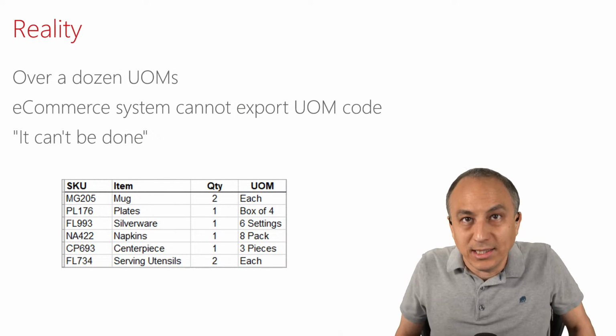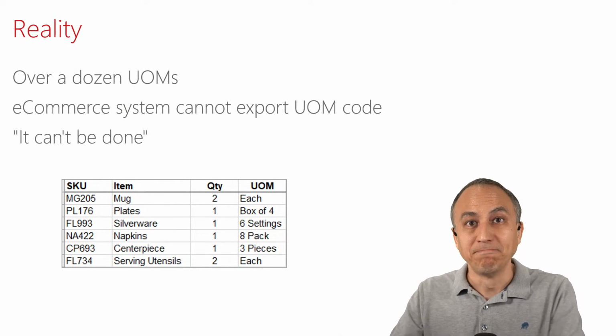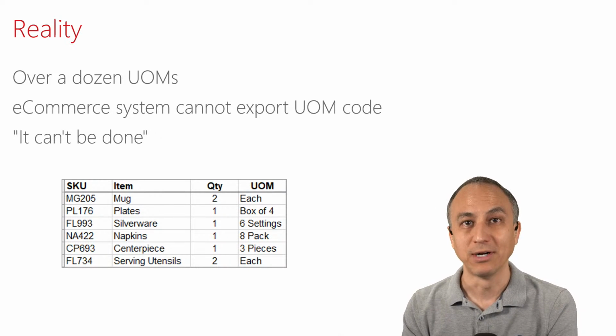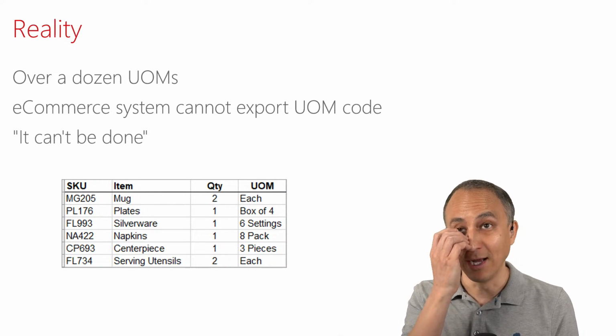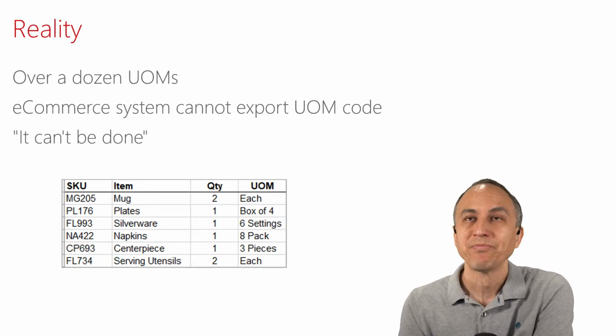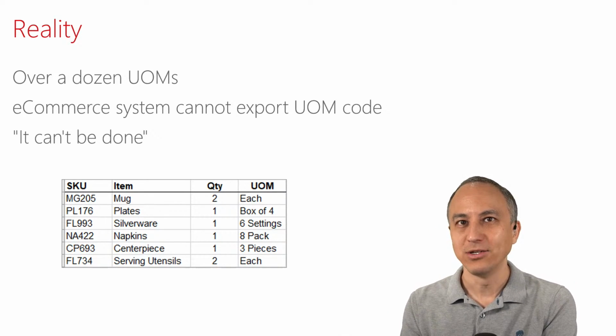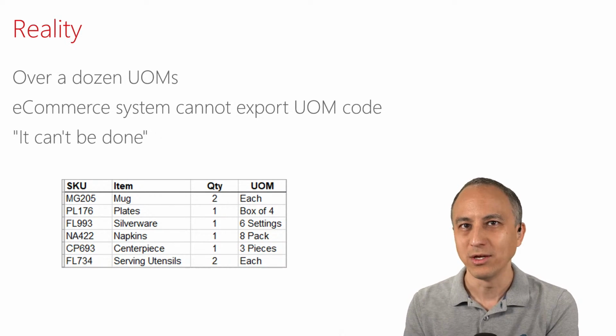The reality is the website sells items with over a dozen units of measure. I don't even know what the units of measure are. I don't even have a complete list. And the website does maintain these units of measure, but it does not maintain them in a way that the website can export them with the orders.